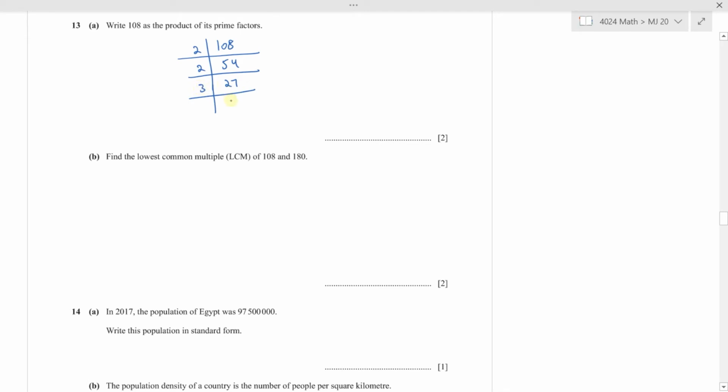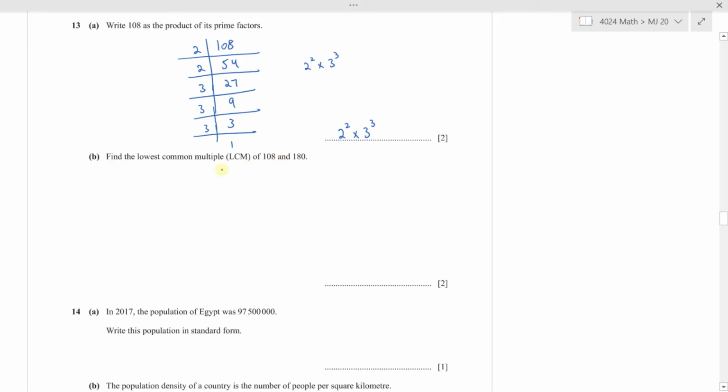Now this is divisible by 3. 3 9s are 27. Again divisible by 3. 3 3s are 9. And then 3 1s are 3. So you have 2 power 2 multiplied by 3 power 3. So this is 108 as a product of prime factors. The next part is find the lowest common multiple LCM of 108 and 180.